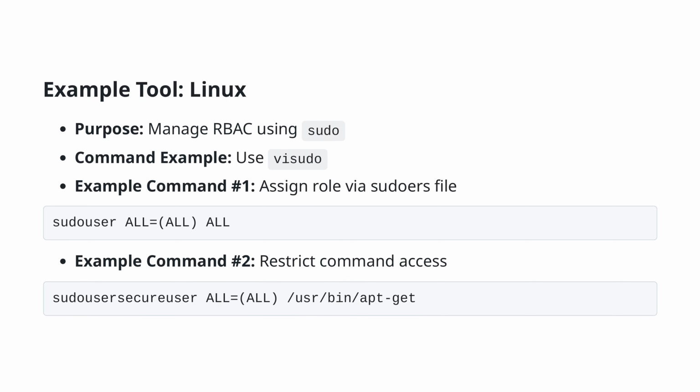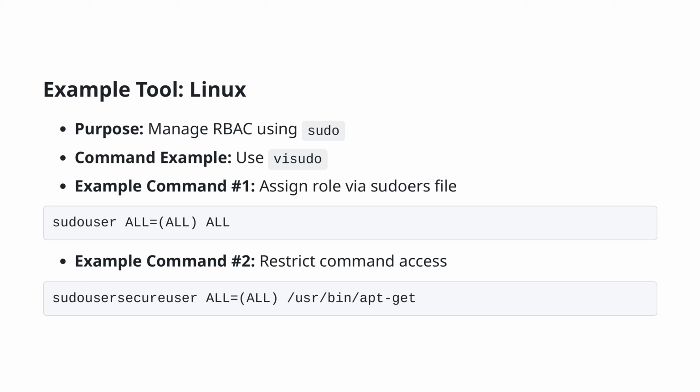In this slide, we'll focus on managing role-based access control, RBAC, within a Linux environment. One common tool used for this purpose is sudo. By editing the sudoers file, you can specify which users are granted elevated privileges and what commands they can run. For instance, to grant a user named sudo-user all permissions, the entry would be sudo-user ALL=(ALL) ALL. This means that sudo-user can execute any command as any user on the system.